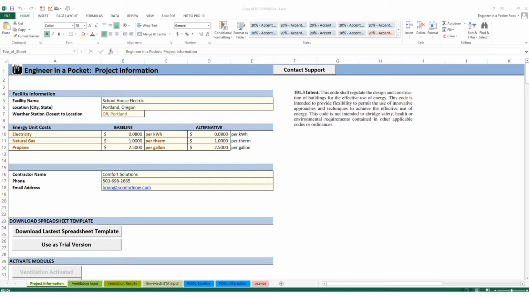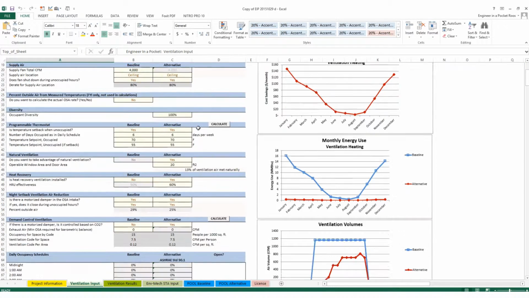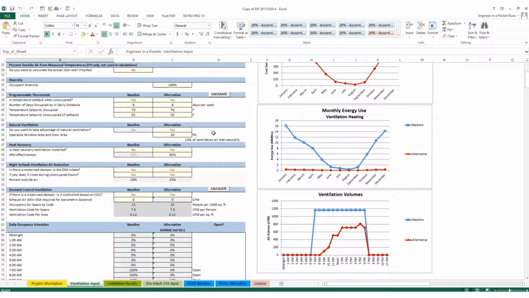In this example, we'll look at a facility where it's a retail space, open from 7 a.m. to 7 p.m. And let's say the code minimum design we want to consider is a natural gas 80% efficient, and we want to go to inverter driven heat pumps. That system will require a DOAS, a dedicated outside air system, and you can buy your dedicated outside air systems with heat recovery and with demand control ventilation.